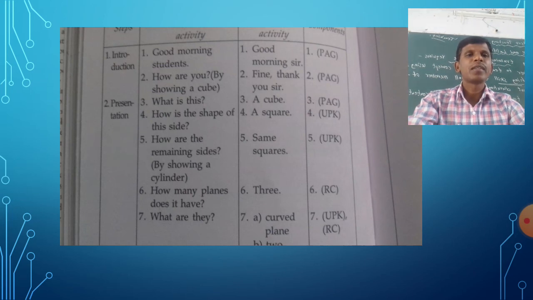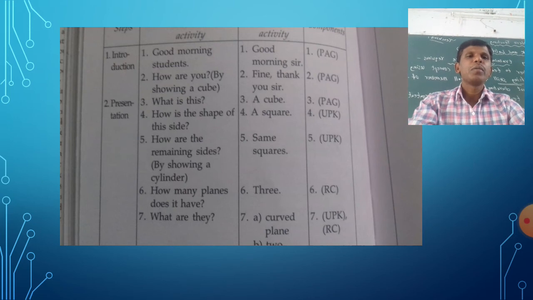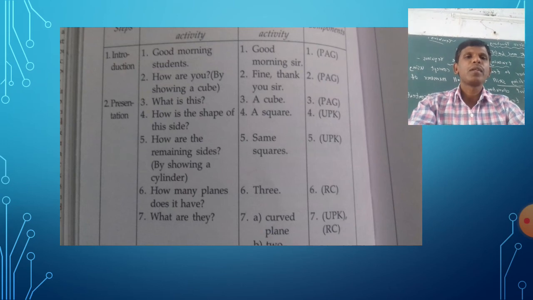They can give the answer, same squares. This is also use of previous knowledge. After completion of showing the cube, after completion of asking questions of the cube, automatically then move to the topic by showing a cylinder. The teacher asks, how many planes does it have?